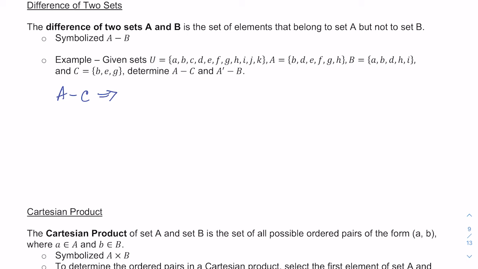Okay, so what elements belong to set A that don't belong to set C? So if I look at set A, right, I've got a B and a B. So that means I can't use B when I'm subtracting. I've got an E and an E, and a G and a G. So that means if I was to subtract A minus C, I would have left in my set only the letters D, F, and H. So basically you're subtracting out the intersection.